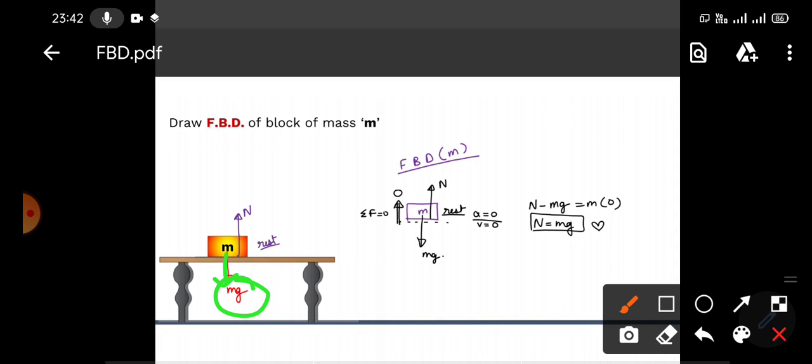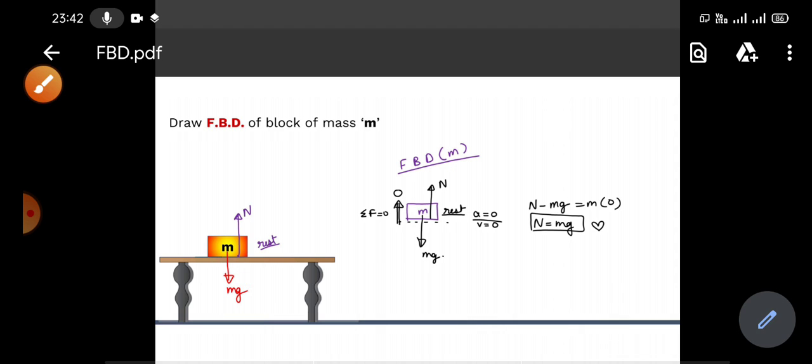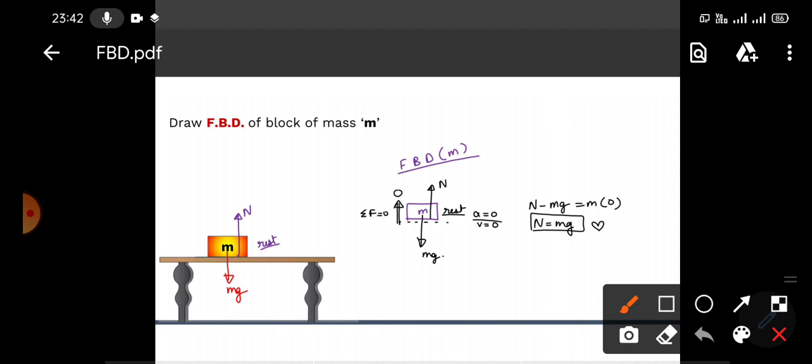Since gravity is attracting this block, as a result this block is also pushing the table. This force is called the normal reaction force. Normal reaction means a perpendicular force. The block is pushing the table downward, since gravity is pulling it. But look, this N force is not acting on the block, it is acting on the table, so we will not calculate this N.